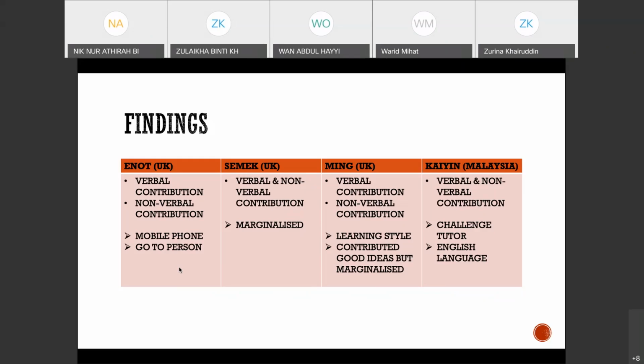So again, this is one of the reasons that Samak can be considered as being attentive. The next student is Ming. He's also a Malaysian student in the UK.